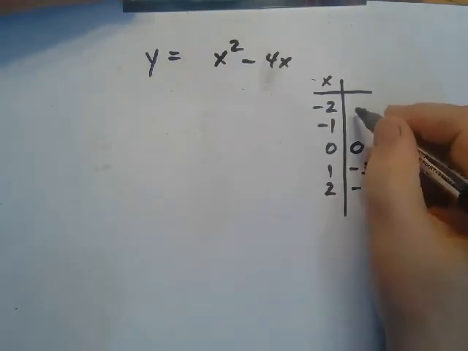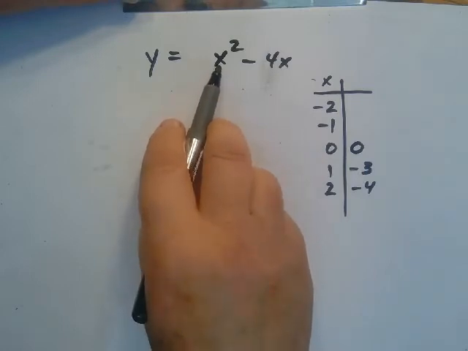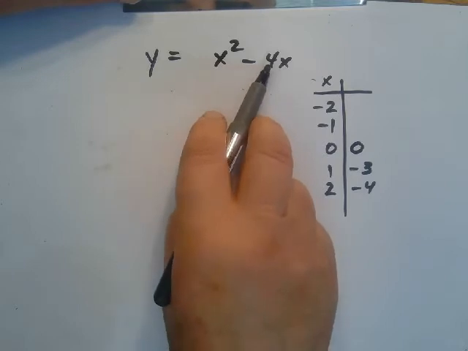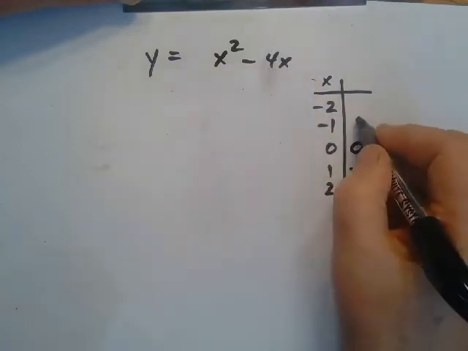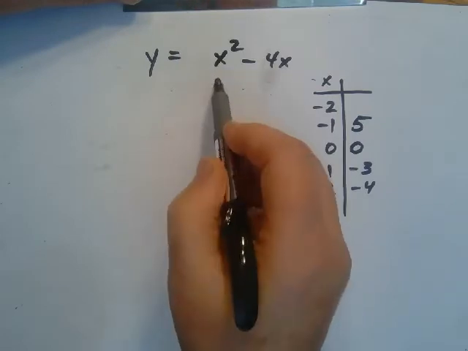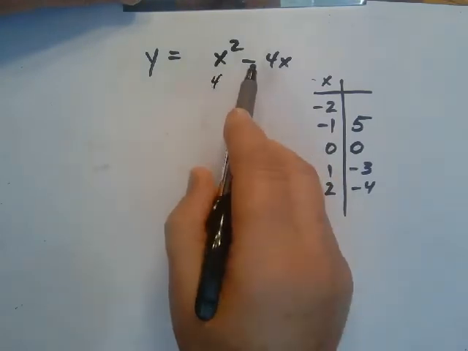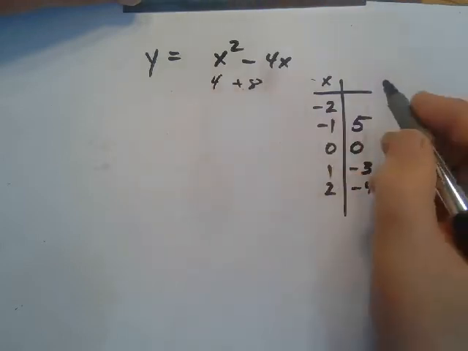And I'm suspecting that this is symmetrical here, so let's put in negative 1. Negative 1 squared is 1. Negative 4 times a negative 1 is 4. Positive 1 plus 4 is 5. Oh, it's not symmetrical. Let's put negative 2 in there. Negative 2 squared is 4. Negative 2 times negative 4 is 8. 4 plus 8 is 12.